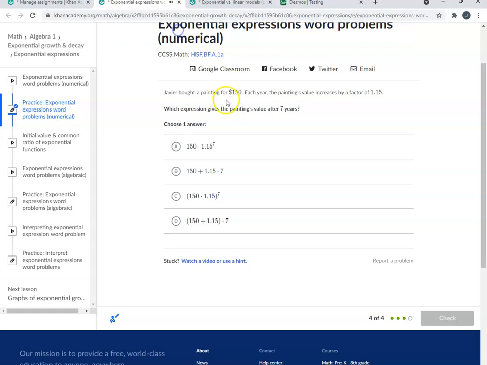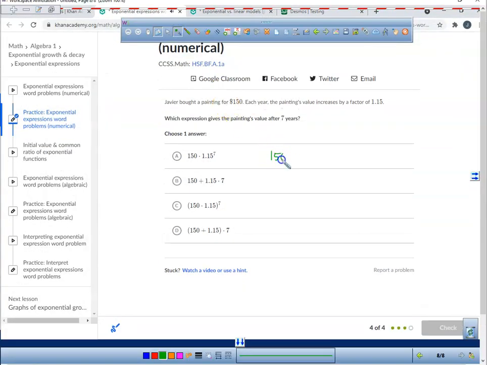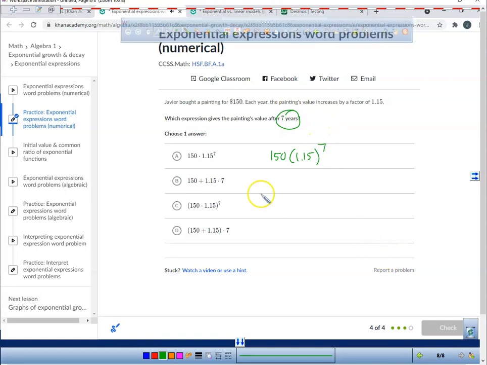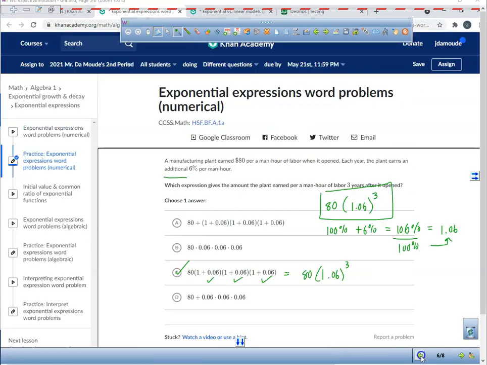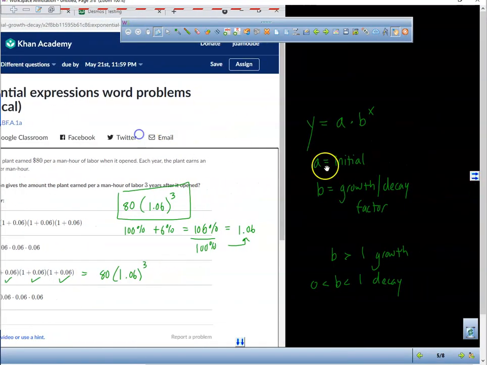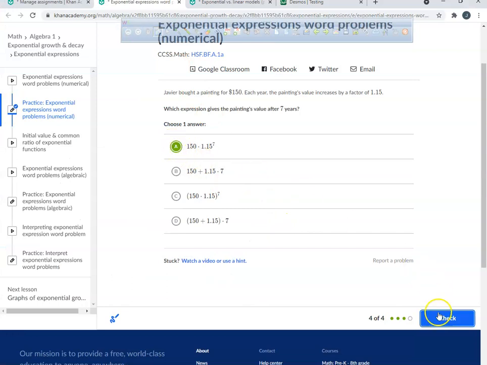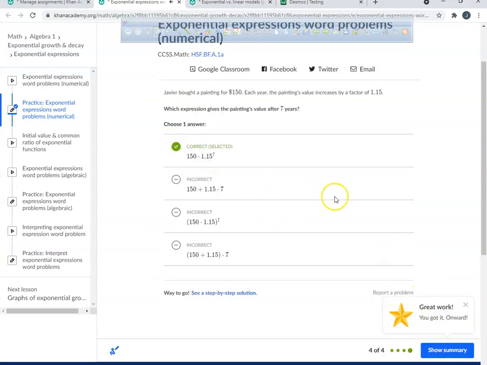And last, Javier bought a painting for 150 and it increases by a factor of 1.15. So it increases by 1.15. What's the value going to be after 7 years? That's what I'm looking for. So it starts there. There's the 1.15. There's the power of 7. That's going to be my answer. That's how easy it is. Just remember, the formula you're going to need is right here. And it looks like all of these were growth. So being that they're all growth, it makes it pretty easy. That's it.